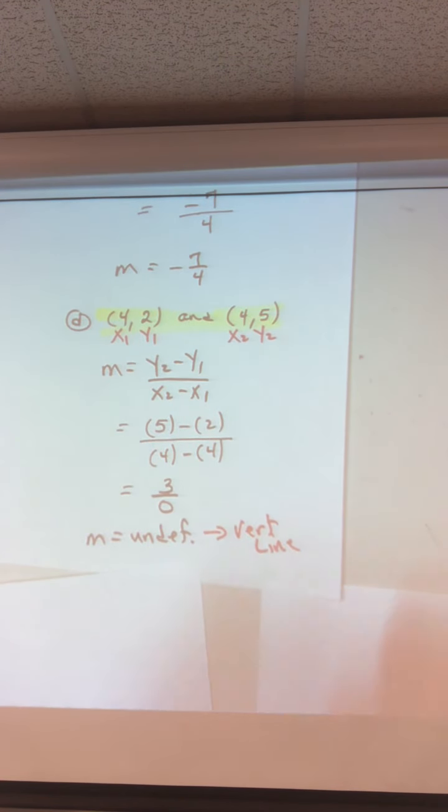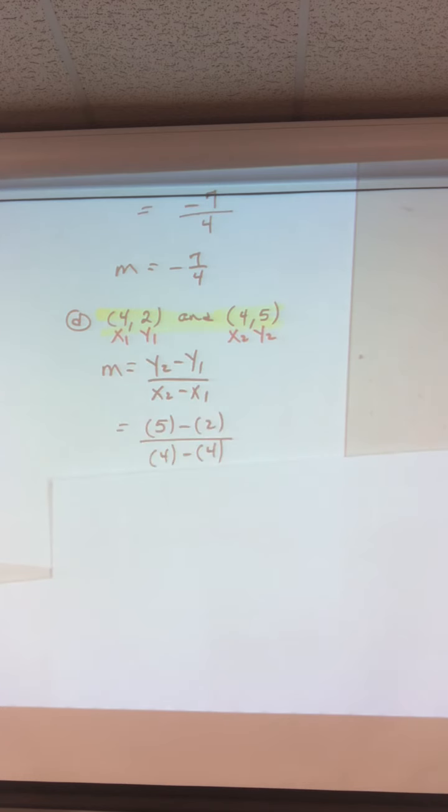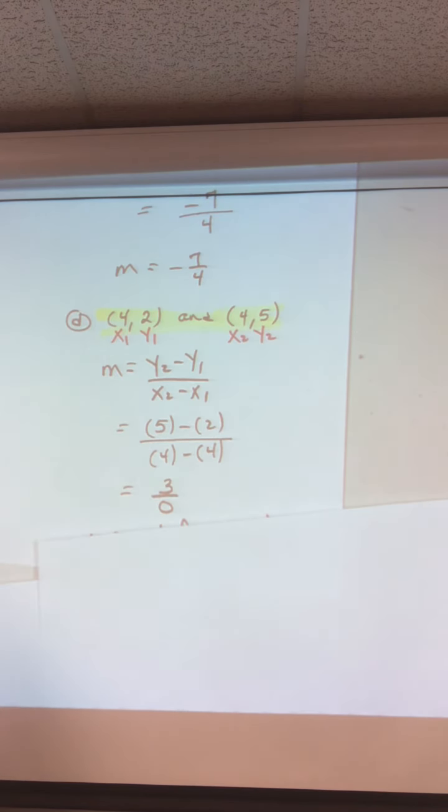Pause the video now. Okay. Now we've got the ordered pairs. We label. We write our formula down. Then we plug our numbers straight in. But remember here, when you get down to right here, you end up with 3 over 0. Remember those sayings, 0 below, no go? If you have division by 0, that's no solution, or we call that undefined.